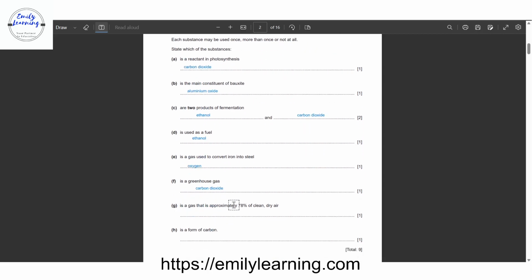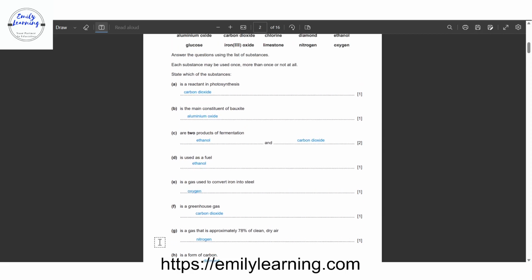Next, G is a gas that is approximately 78% of clean dry air. So it is nitrogen. Nitrogen is the largest constituent in air. What is a form of carbon? Diamond is a form of carbon, just like graphite. Okay, so we have completed question 1.